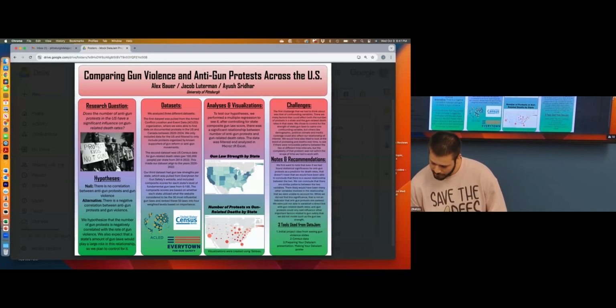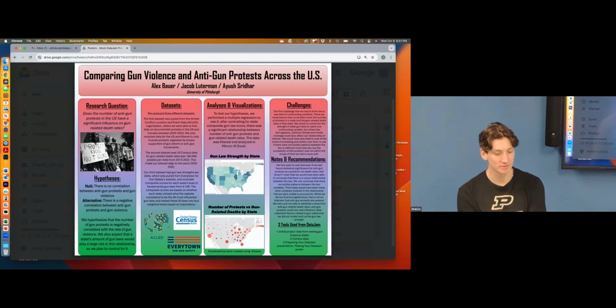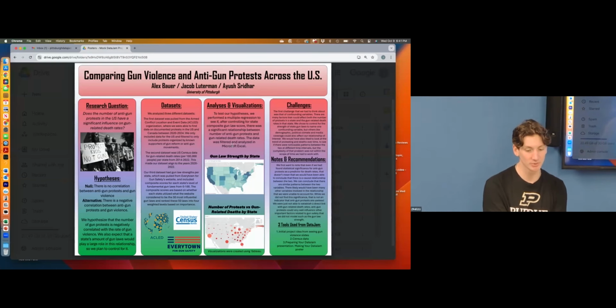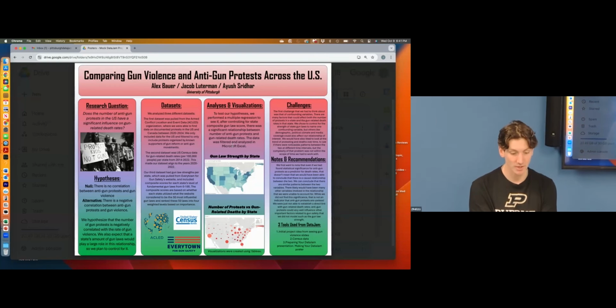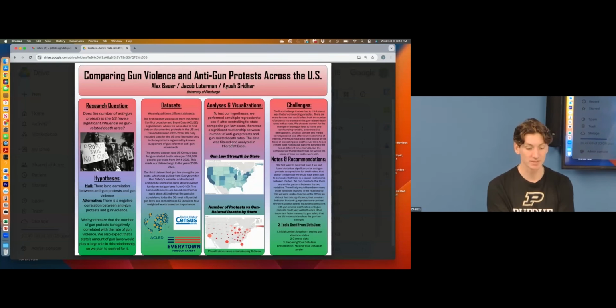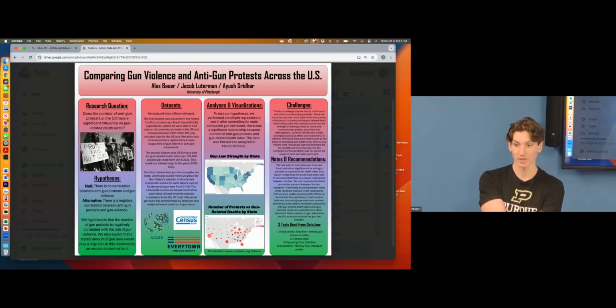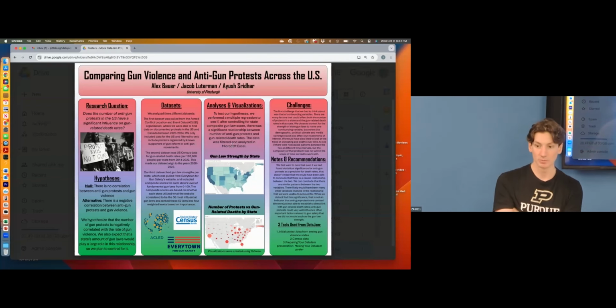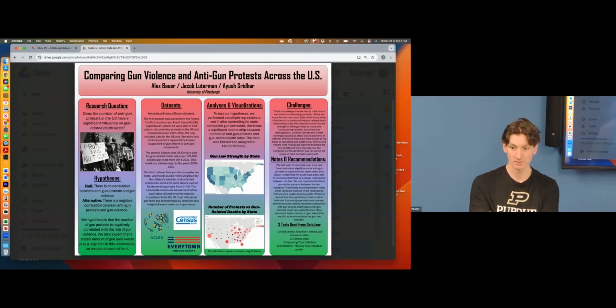So we can state our actual broad research question, which was, does the number of anti-gun protests in the U.S. have a significant influence on gun-related death rates by state? And so we did try to investigate specifically from protest to violence, not from violence to protest. And we expected that the number of gun protests would show a lower number of gun-related death rates in a given state.